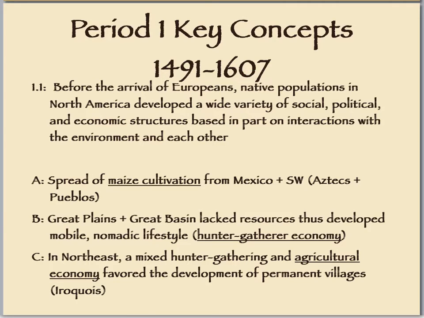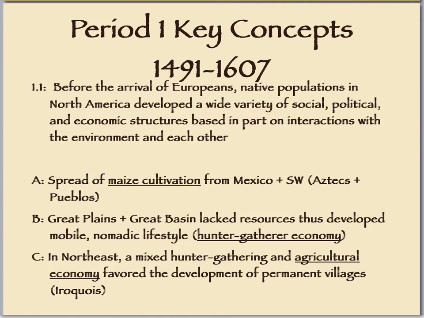The main key concept, there's a lot of words here, let's try to break it down. Before the arrival of the Europeans, so when Europe did not know anything about the New World, the natives of North and South America developed a wide variety of social, political, and economic structures. So they were successful civilizations. And the biggest thing that helped make them successful is the reliance on the environment, or the importance of the environment to their survival.